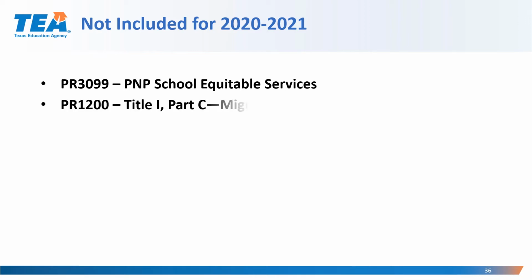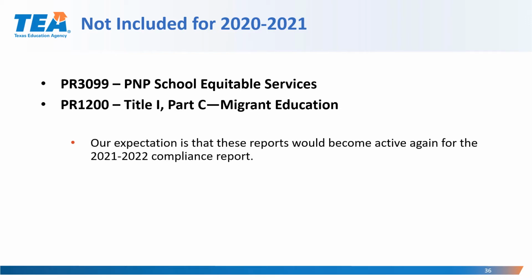We mentioned earlier that there are some reports that will not be collected this year. The PR 3099, Private Nonprofit School Equitable Services, and the PR 1200, Title I Part C, Migrant Education, will not be collected for the 2020-2021 reports. Our expectation is that these reports would become active again for the 2021-2022 compliance report.